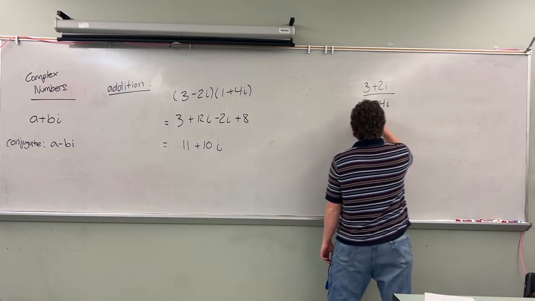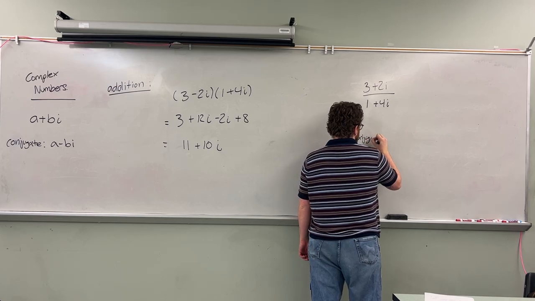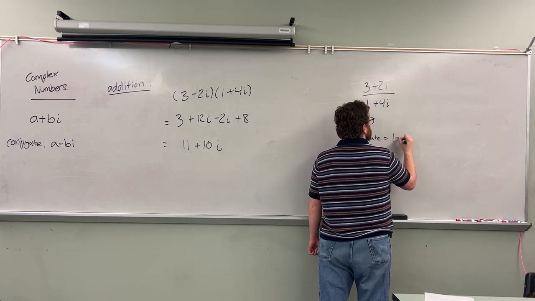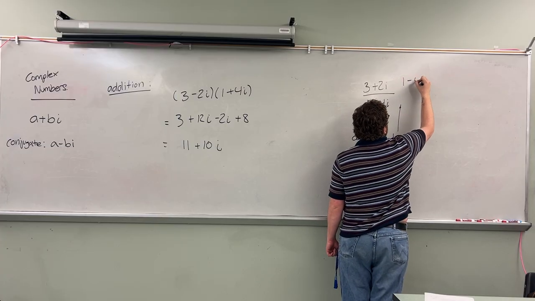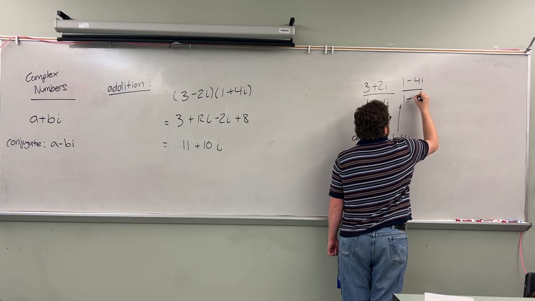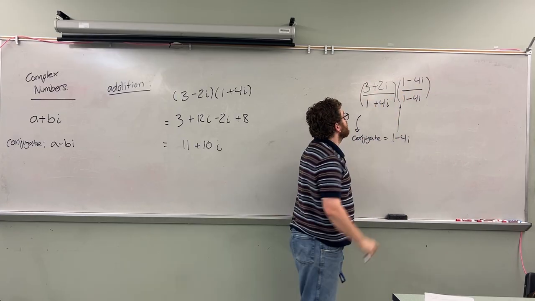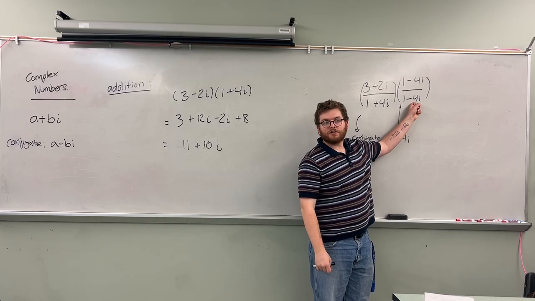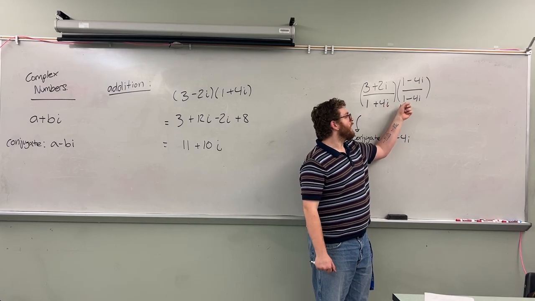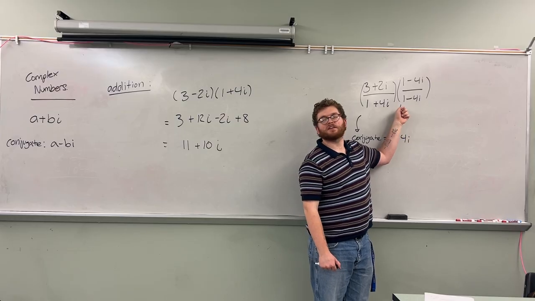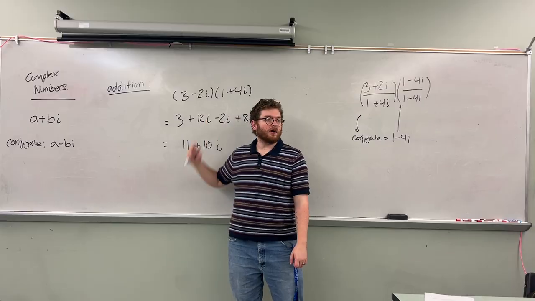What I mean here is I take the conjugate, that's going to be 1 minus 4i, and then I multiply 1 minus 4i over 1 minus 4i. Does doing this change the value of this? No, I've multiplied by 1. I keep asking that question because it's important to recognize that doesn't change anything. And then I just multiply out using my complex multiplication.